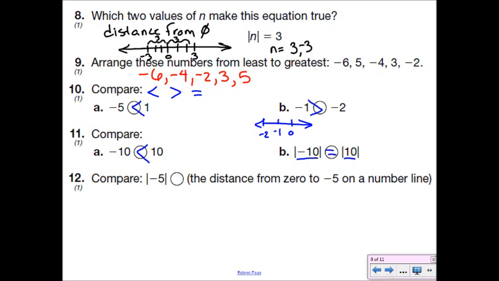And then in 12, it's actually a confusing problem to read, but it's just saying negative 5, and then how far away is negative 5? So this is really 5 over here. The distance from 0 to negative 5 on a number line, which is 5, how does that compare with the absolute value of negative 5? Well, the absolute value of negative 5 means how far away from 0 is negative 5. Well, that's also 5 places away. So those two are equal as well.